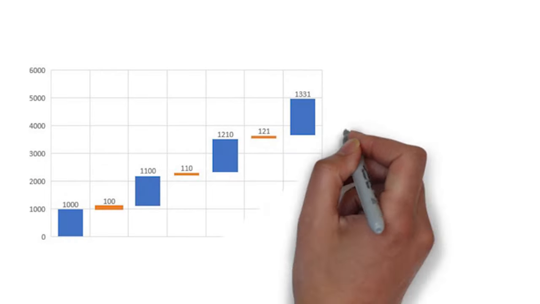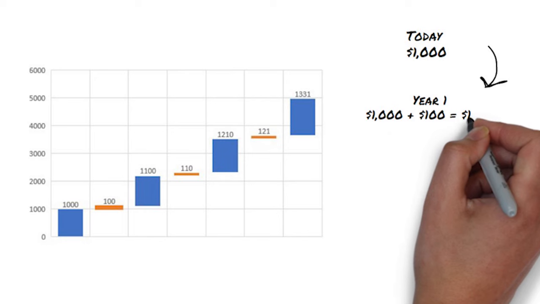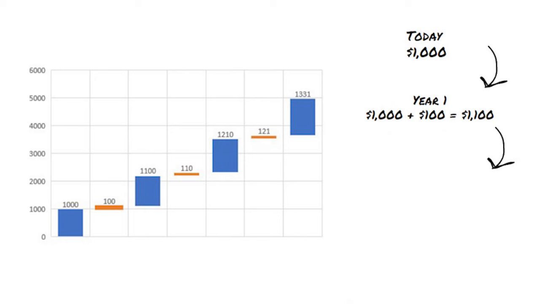At the end of year 1, John will make $100 in interest. Year 2, $110. Year 3, $121. This is possible because John at the end of each period decides to reinvest both the capital as well as the interest.